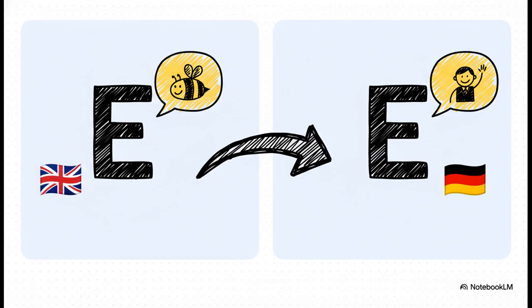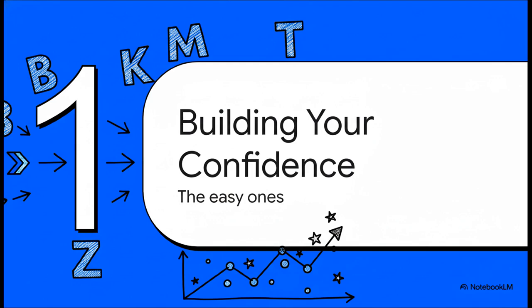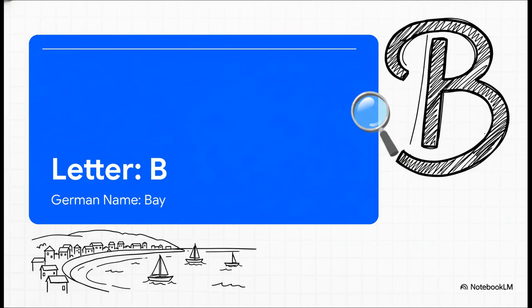So let's break this all down, and we'll start with the easy ones first to warm up. To get us going, we're going to start with a couple of letters that are going to feel pretty familiar. This is all about building up a little momentum. Get some easy wins before we tackle those tricky vowels. First up is the letter B. In German, the name of this letter is Bay. That's it. Simple enough, right? Just think of a boat sitting in a bay.